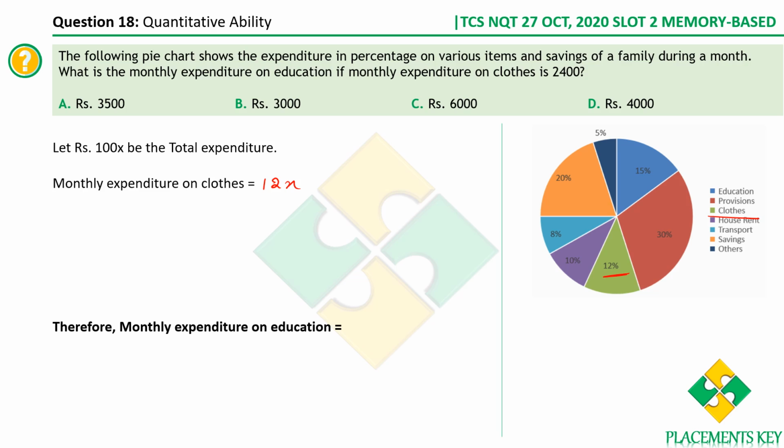So this value is given as 2400. This 12x value is given as 2400. So what is the value of x that we get? 2400 divided by 12, so you get the value of x as 200.